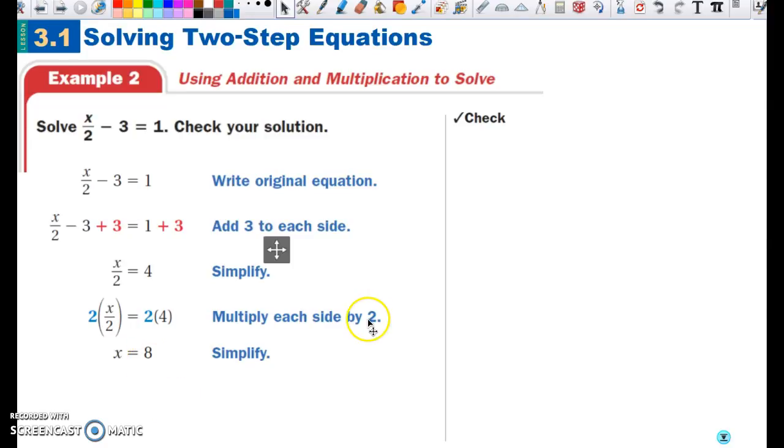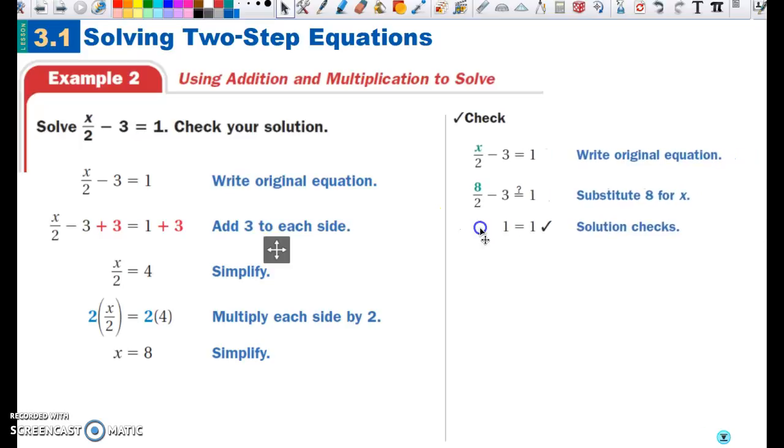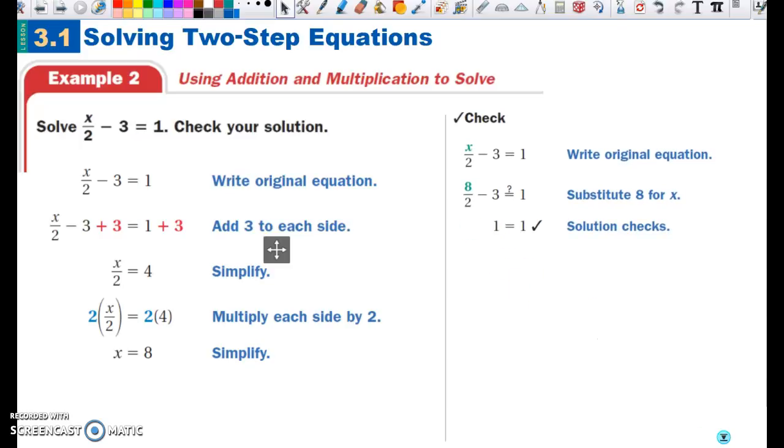Now let's check our equations, make sure that that is the solution, that x is 8 will make this equation true. Well, for that x, we're going to put that 8 in. 8 divided by 2 is 4. Okay, and 4 minus 3 is 1.